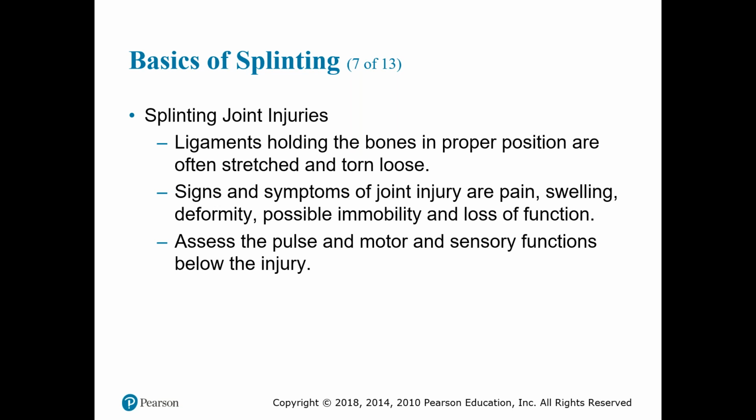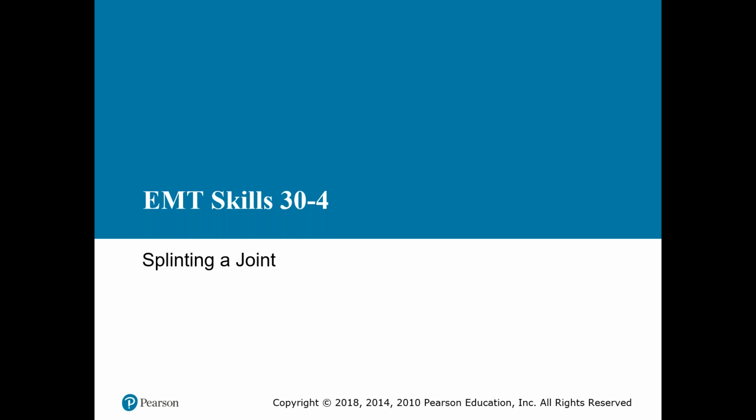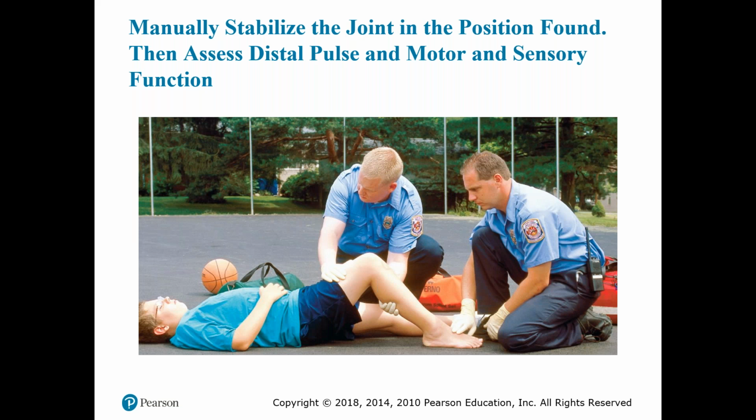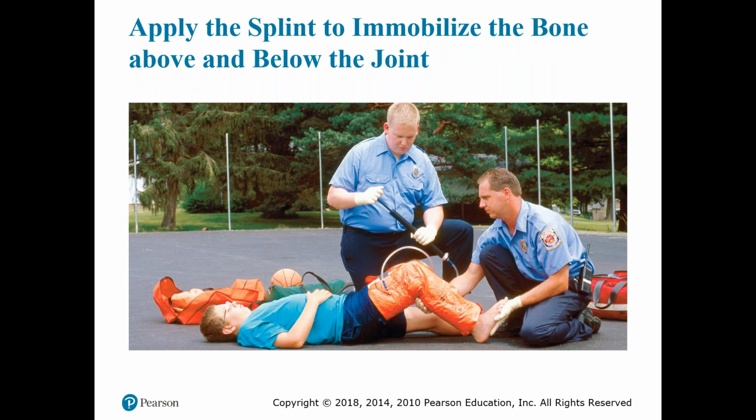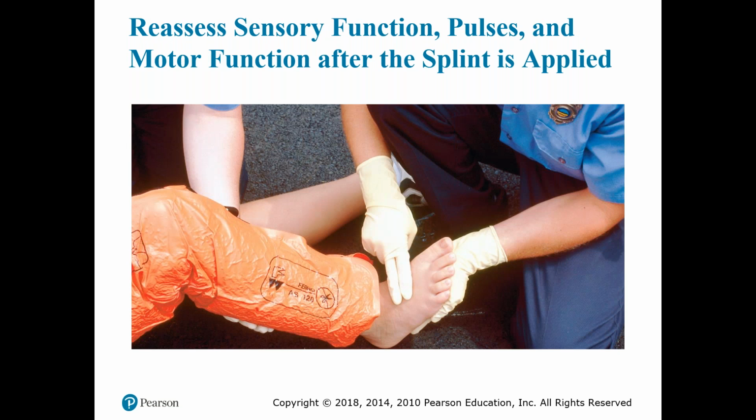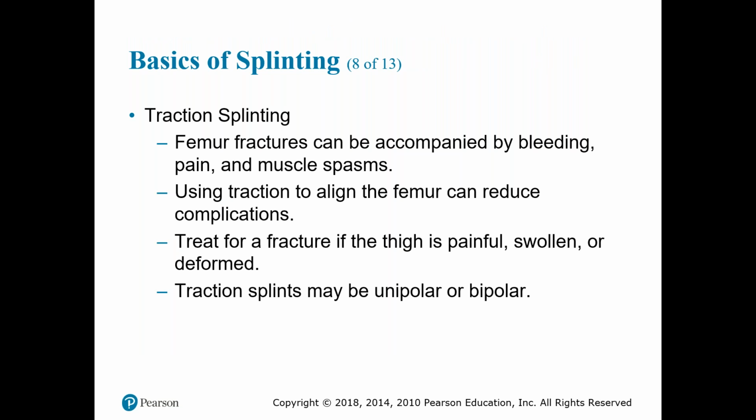So when we're splinting joint injuries, we're going to go through the same concepts. Be doing your secondary assessment, looking for pain, checking for CMS. So this individual dislocated their right knee while playing basketball. I checked CMS. Looks like these EMTs are big fans of the vacuum splint. They applied the vacuum splint in a position of comfort, and then they rechecked CMS.